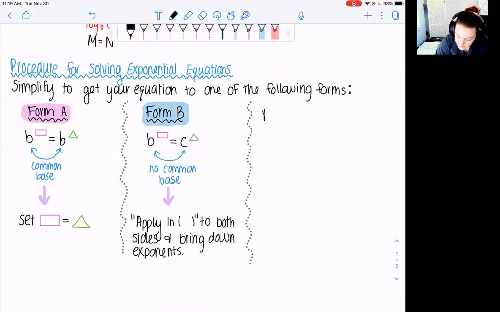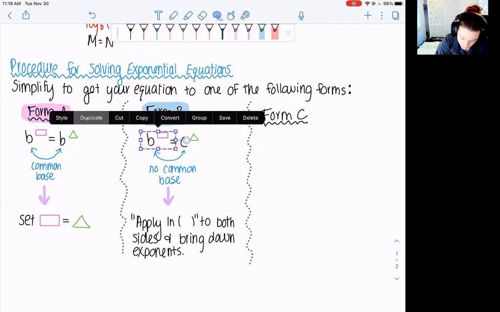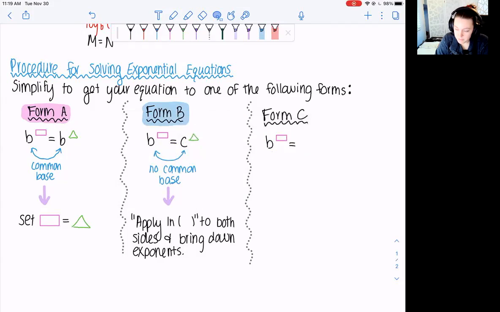Finally, we have form C. This is where you get B raised to the something just equals a number. So there's no exponent on the other side.